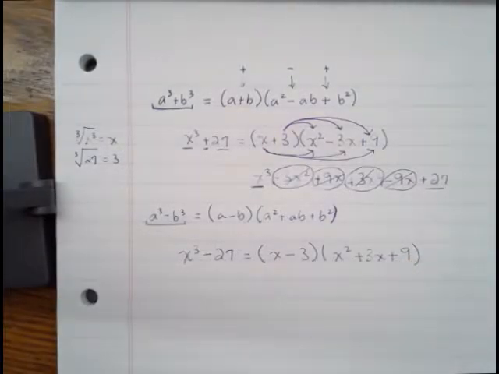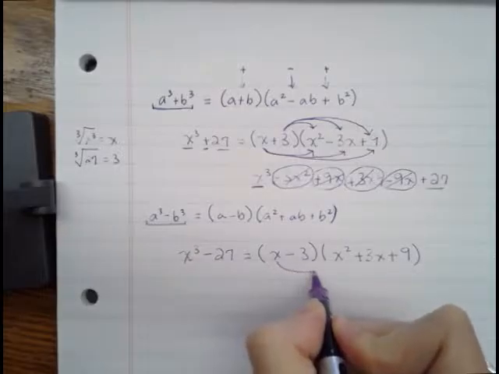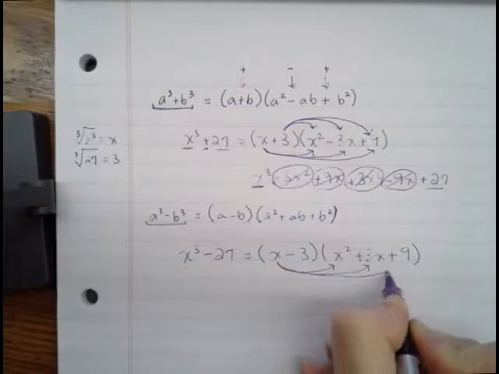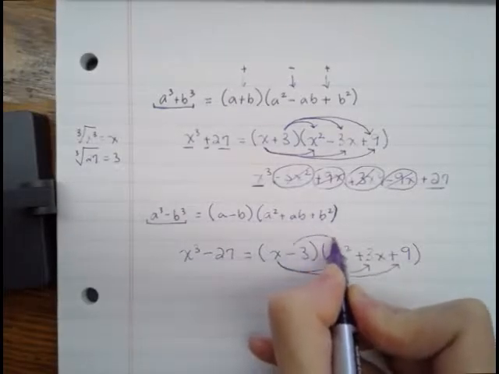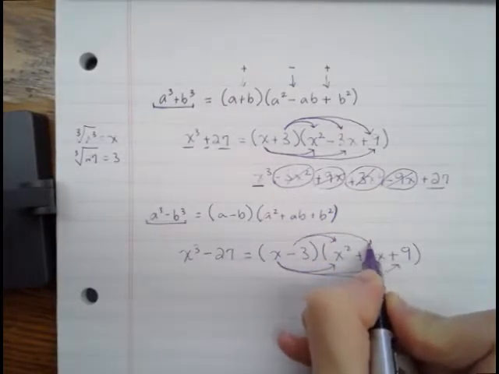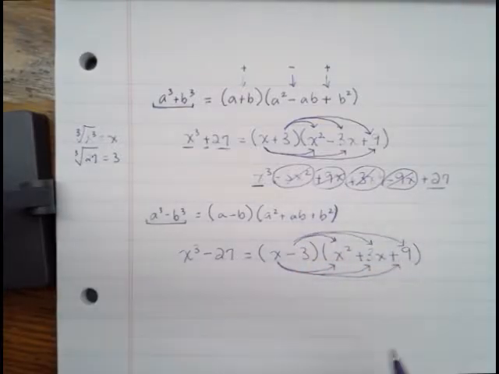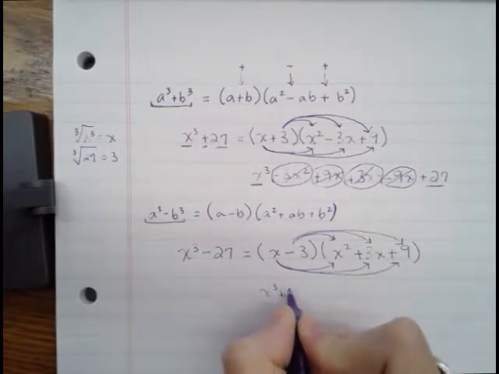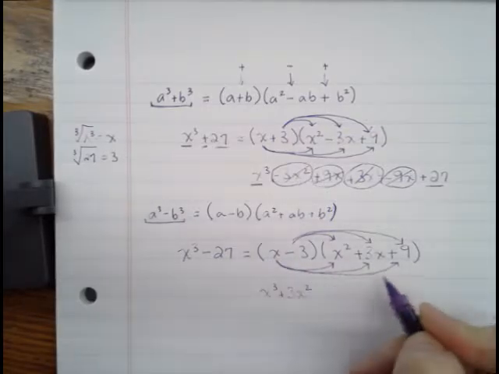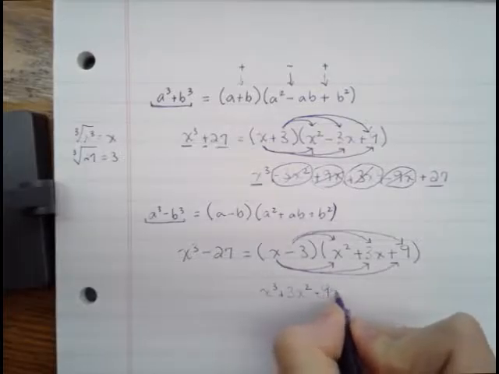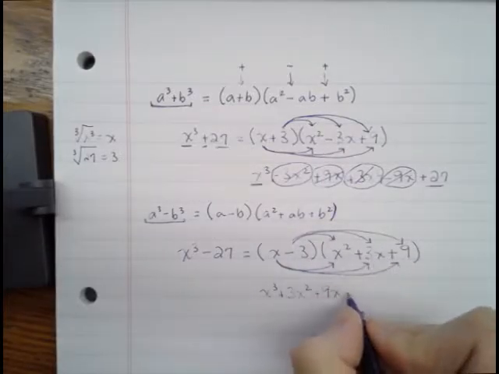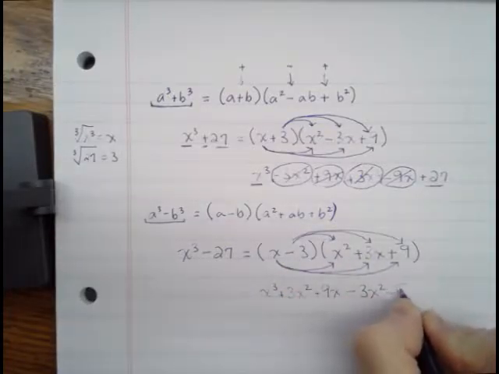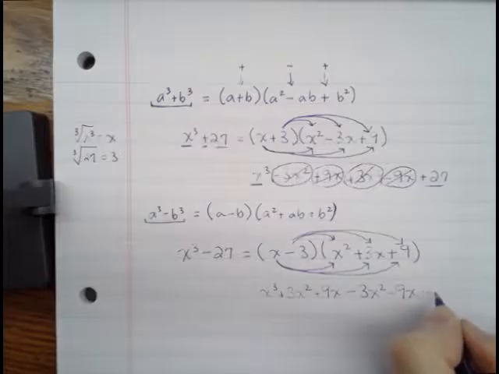And again, if I wanted to check all my work, I could do that by doing the distributive property. And you'll notice that all of those center terms will, yes, cancel again. So I have x cubed plus 3x squared plus 9x, and then I distribute that negative 3. So negative 3x squared minus 9x, and then minus 27.